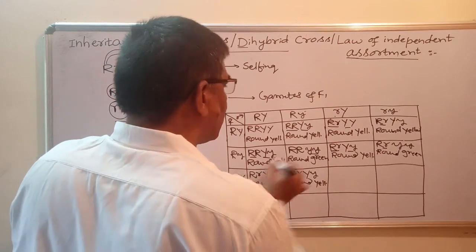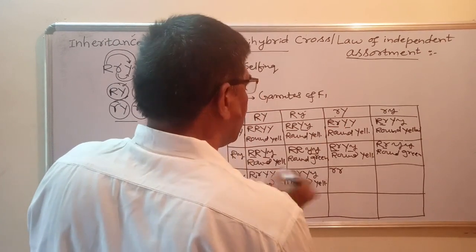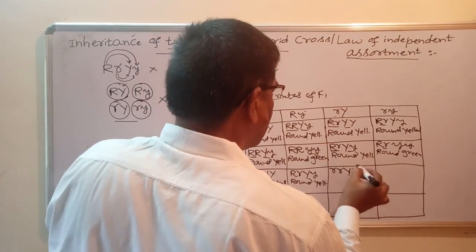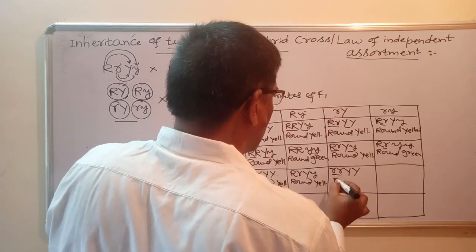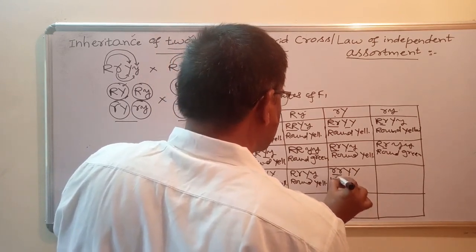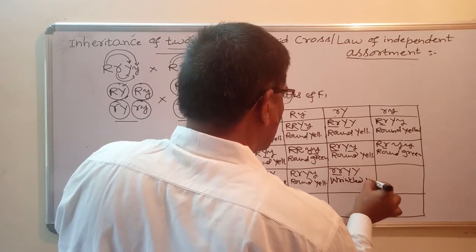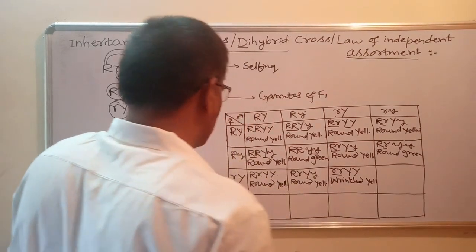Okay, next this is small r, small r. Now change. Small r, small r. Capital Y, capital Y, capital Y. Now when two small r are present, this is wrinkled. Now this becomes wrinkled here. Wrinkled yellow. So this is a wrinkled yellow.